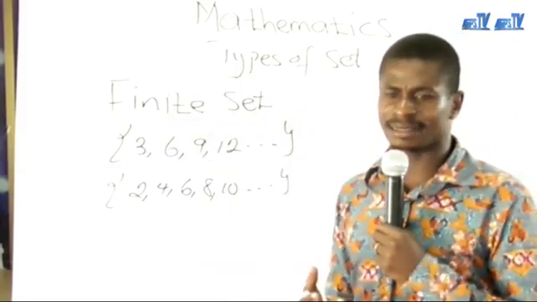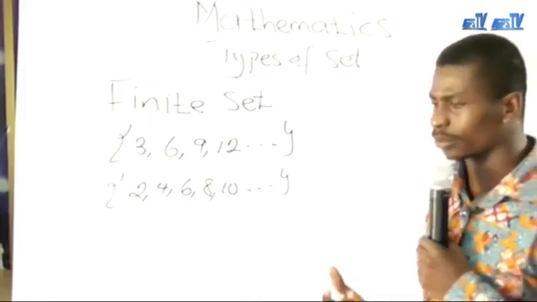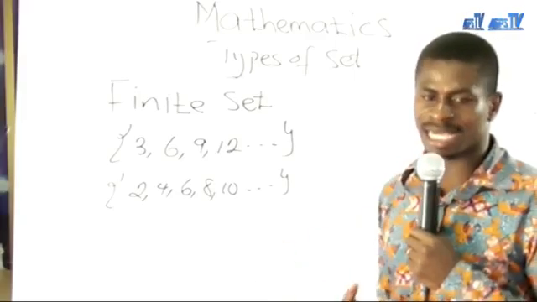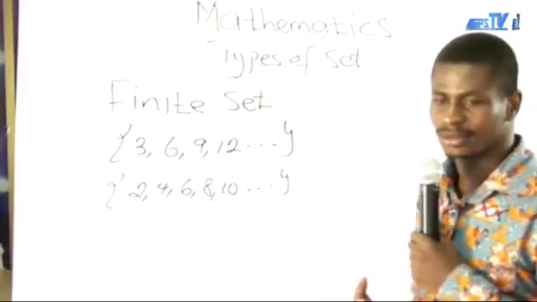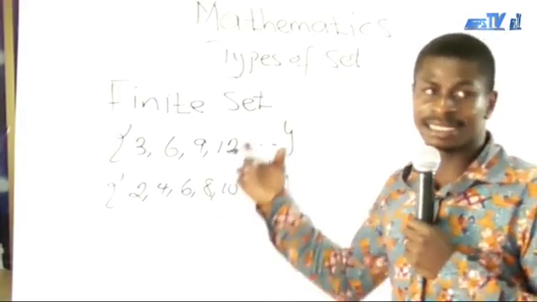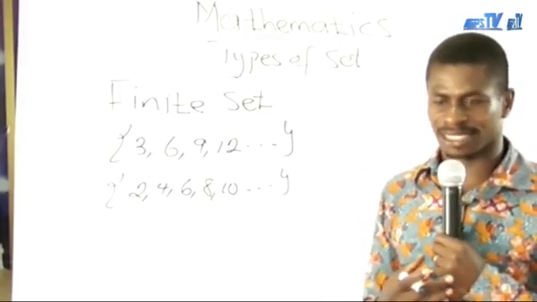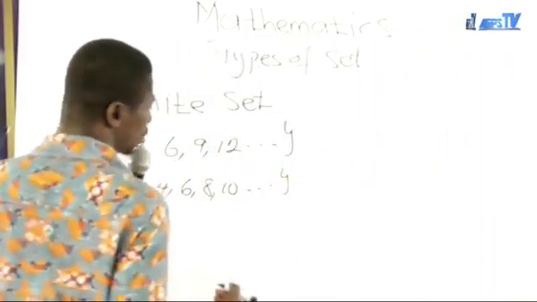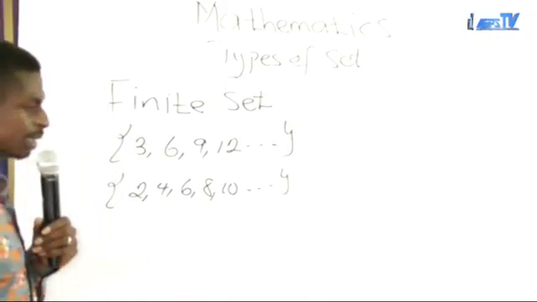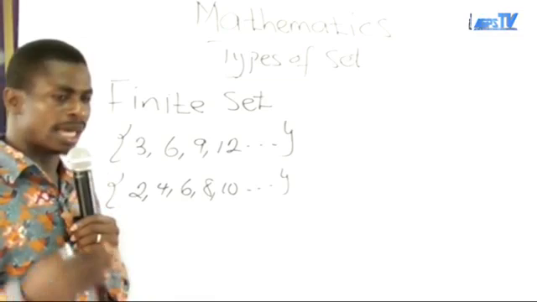Now, for finite sets, if you understand the concept of infinite sets as a set whose last member cannot be found, then we are going to say that finite sets are sets whose last member can be found. And so today, we are dealing with finite sets. For finite sets, we are saying that these are sets whose last member can be found or can be identified. For example, if I ask you to find the set of even numbers between 2 and 20, the set of numbers which are even between 2 and 20.